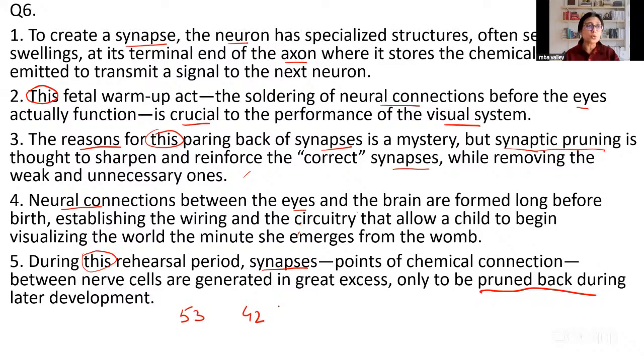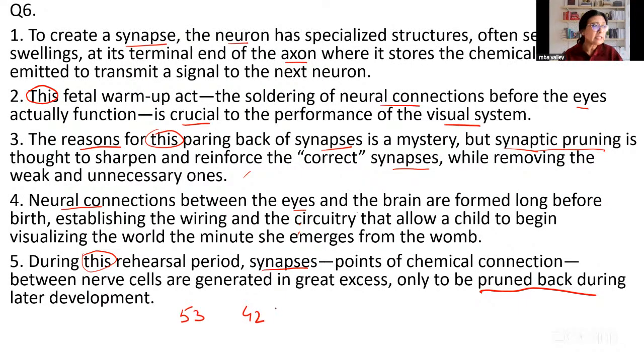In sentence number 2, when it says this fetal warm-up act, the soldering of neural connections before the eyes actually function, is crucial to perform the visual system. So sentence number 2 emphasizes the creation of neural connections in the fetus, which is a preparatory stage, and that these connections are essential for future performance of the visual system. अगर ये नहीं होगा तो बच्चा देख नहीं पाएगा.